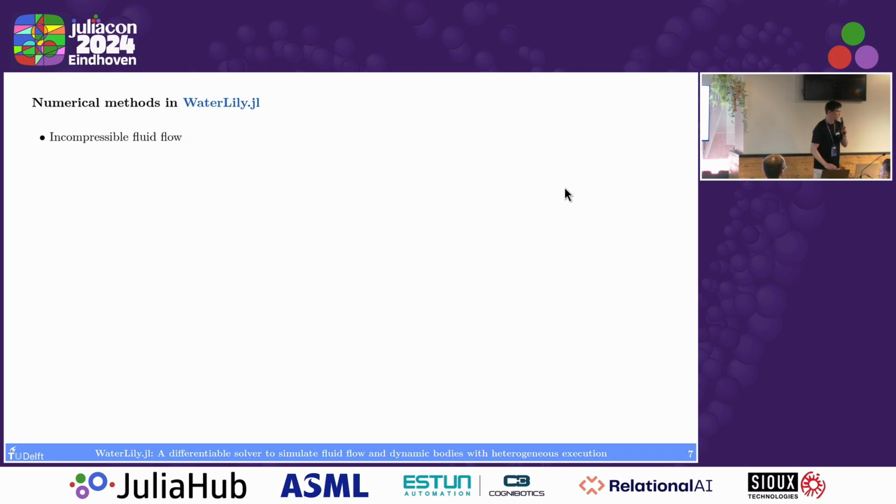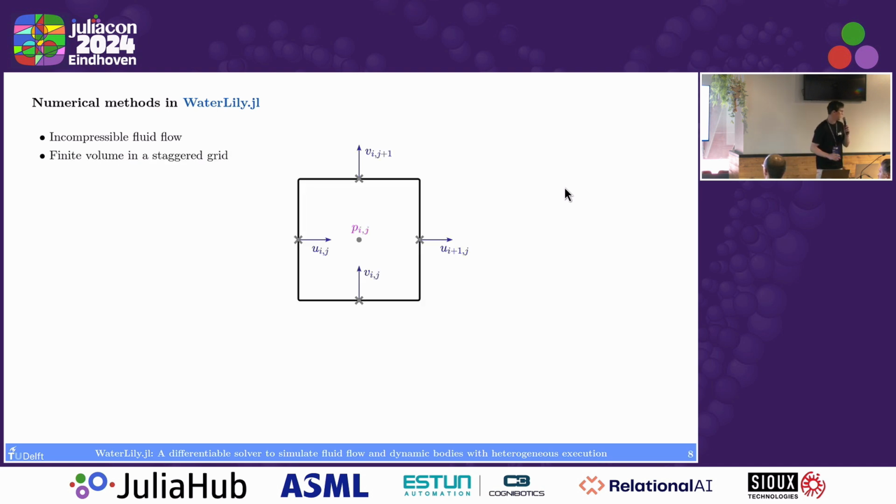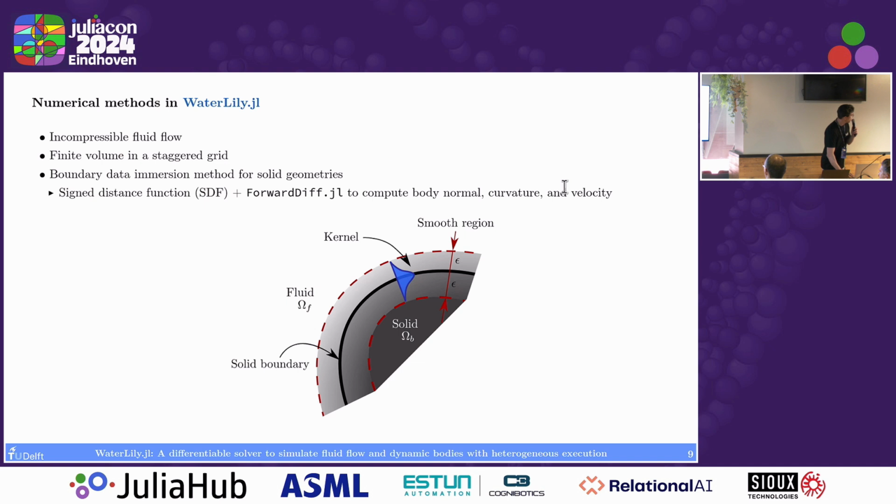So let's talk a bit about WaterLily. As I mentioned, we simulate incompressible fluid flow, and we do it with a finite volume numerical method. Our cells contain pressure and velocity information in a staggered manner, so we conserve mass locally. This is typical in finite volume methods. And we have an immersed boundary method to represent the solid interface of the problem. So here you can see there is a fluid domain and a solid domain, and then we have this interface that kind of smooths the solution from one to another.